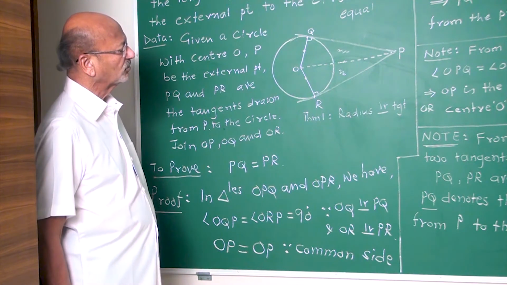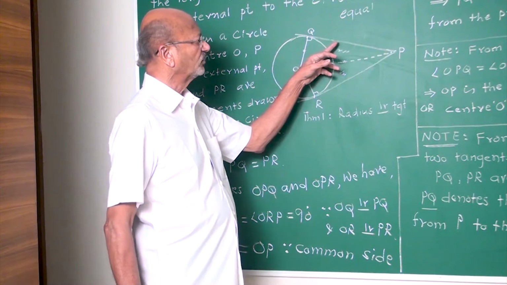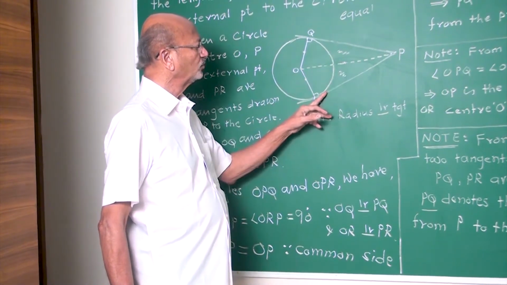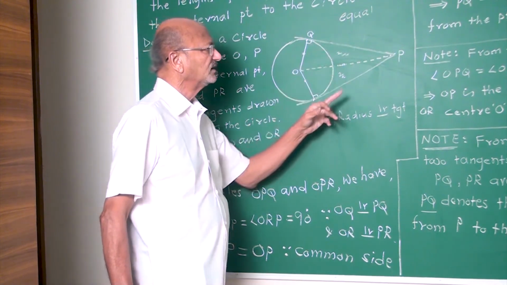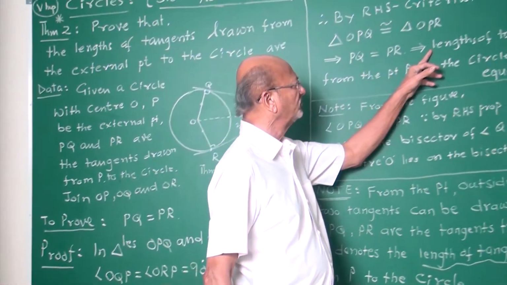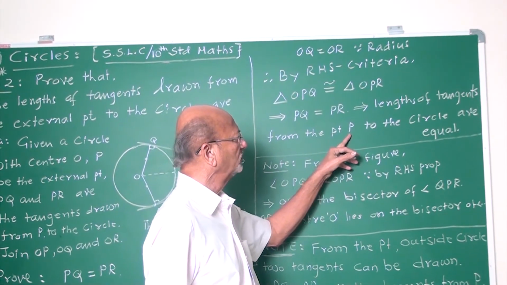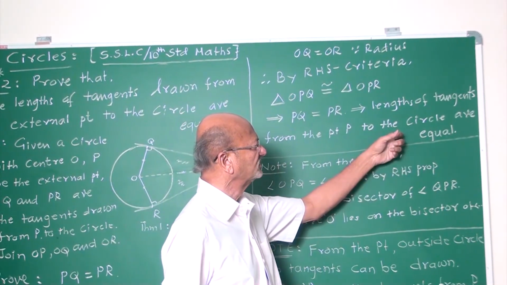When the two triangles are congruent, corresponding sides are equal. Therefore, PQ equals PR. What are PQ and PR? They are nothing but the lengths of tangents drawn from the point P to the circle, and they are equal. This is our theorem.